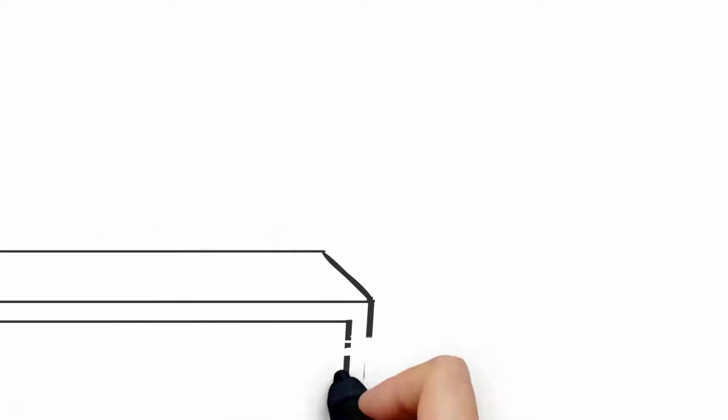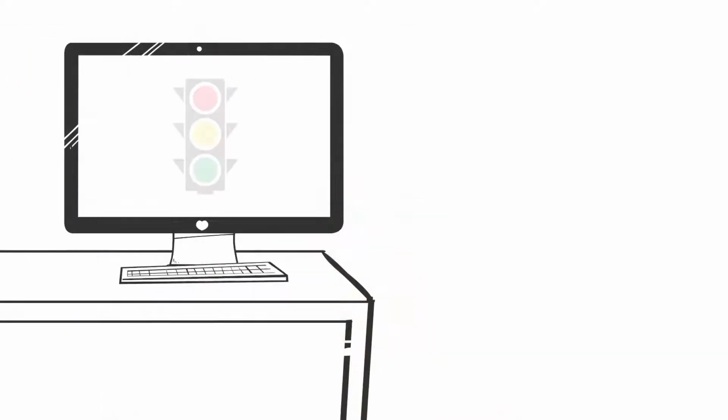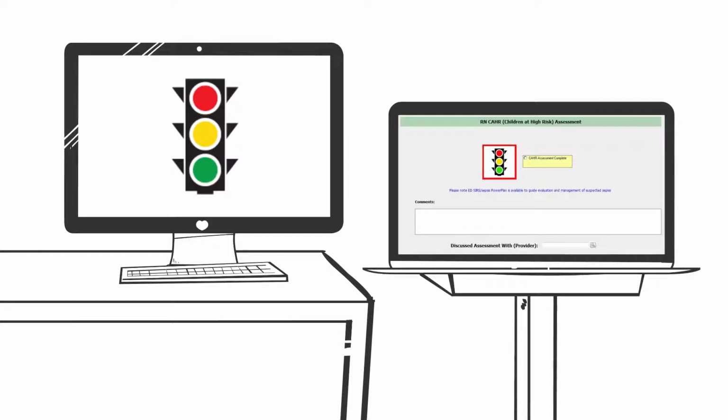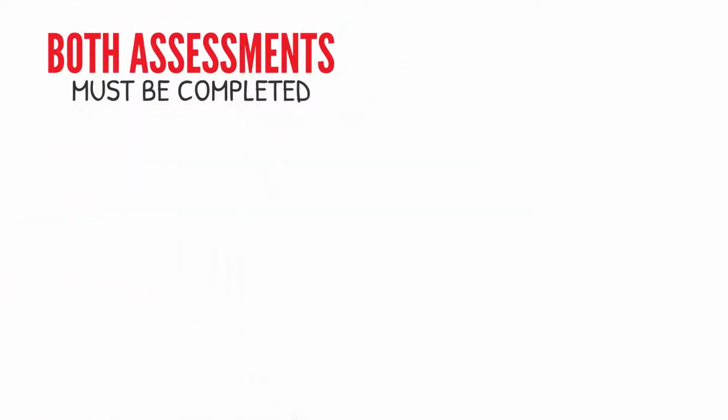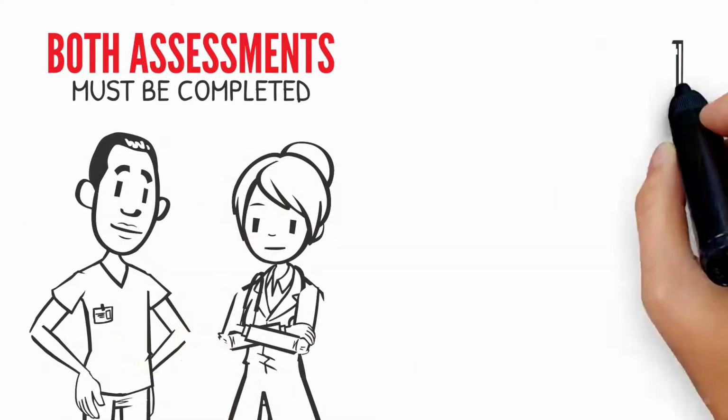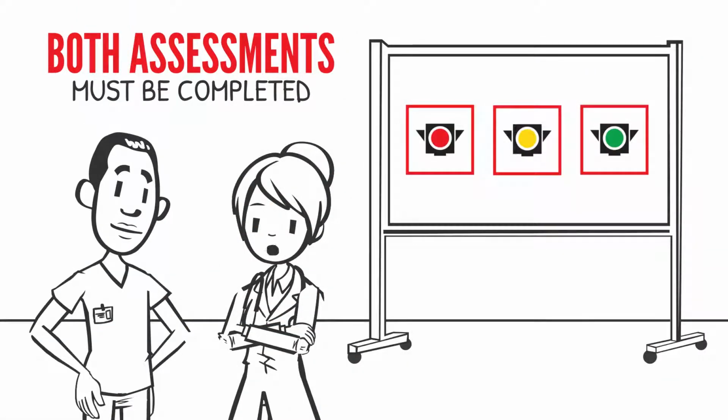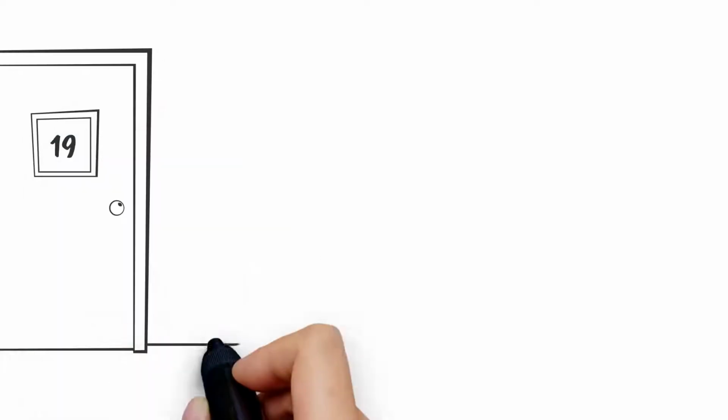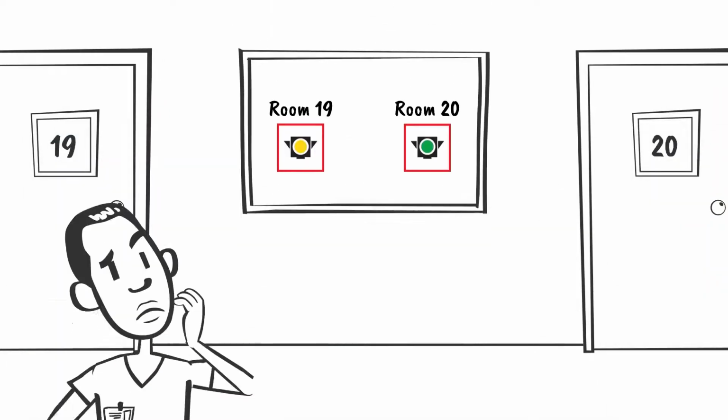Both complete their assessment forms, the provider selecting a stoplight color and the nurse selecting assessment complete. Both assessment forms must be completed for the selected color stoplight to appear on the tracking board. So, the provider or team has assigned a stoplight to the patient.